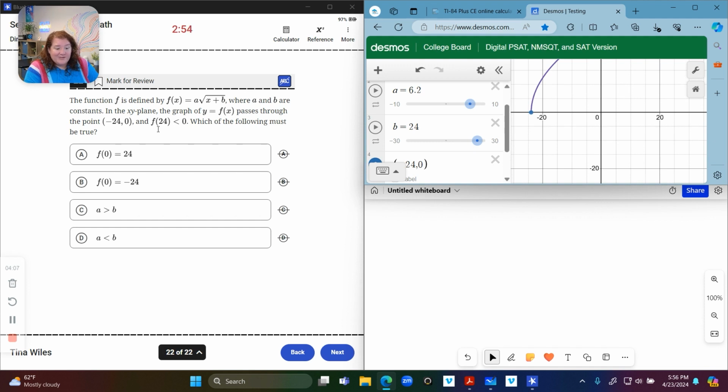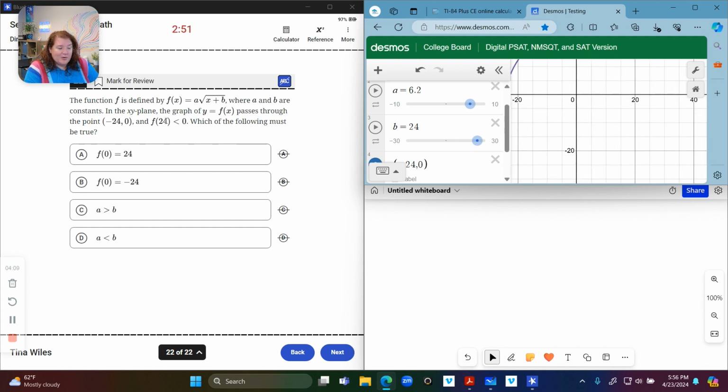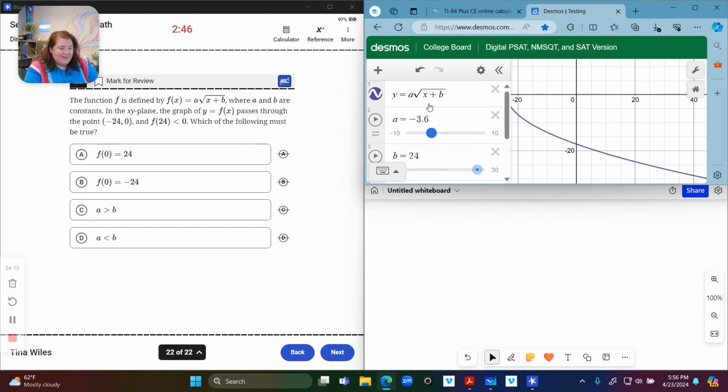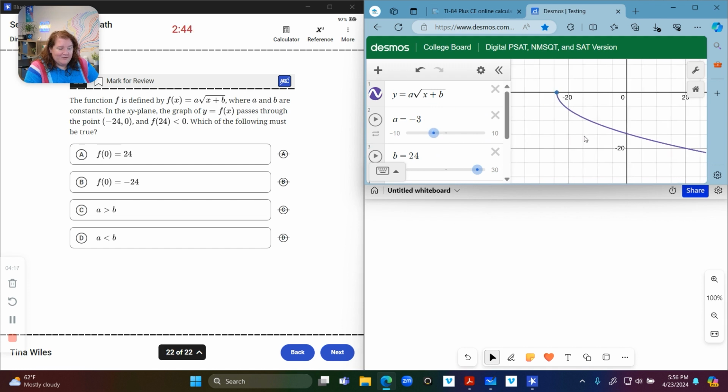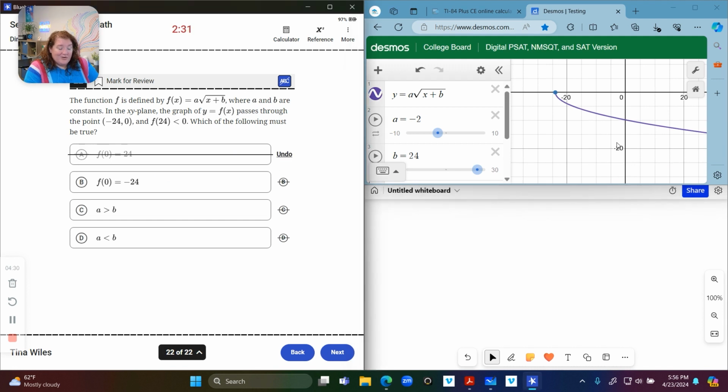The other thing they tell us is when you plug in positive 24, the y value is less than 0. So that means my a has to be something down here. It doesn't matter what exactly, we just know it has to be less than 0. Now, f of 0, that's when x equals 0, is not 24. F of 0 could be negative 24, but it doesn't have to be true. A, negative 2, is not greater than 24. So A is less than B is the correct answer.